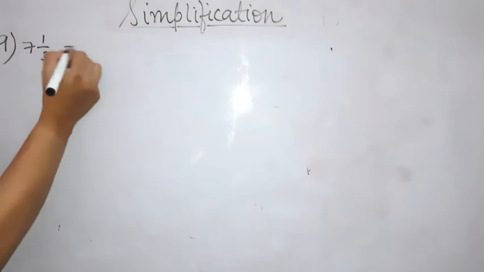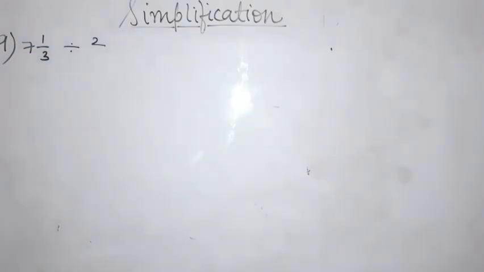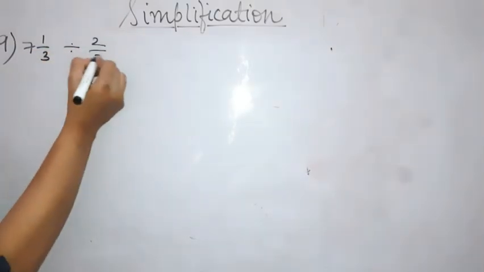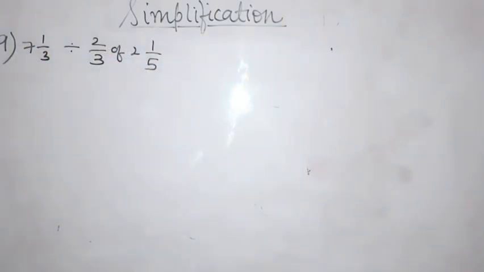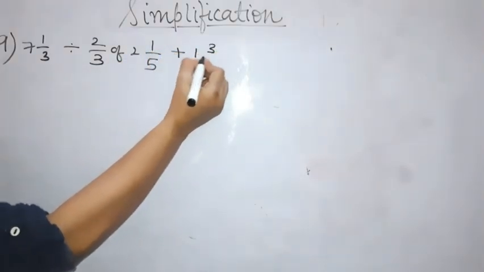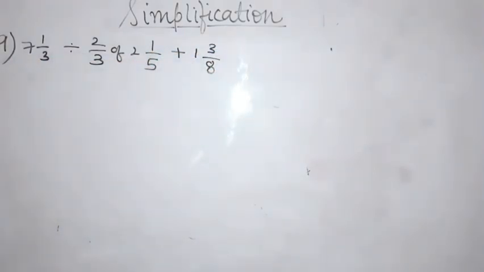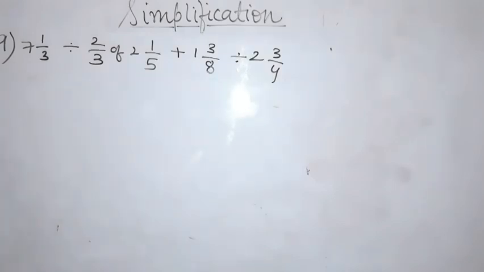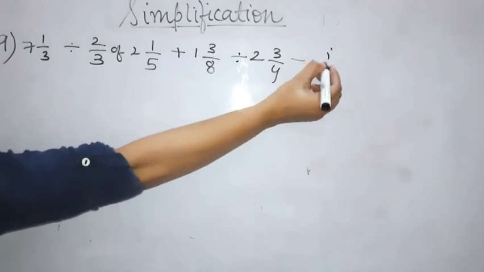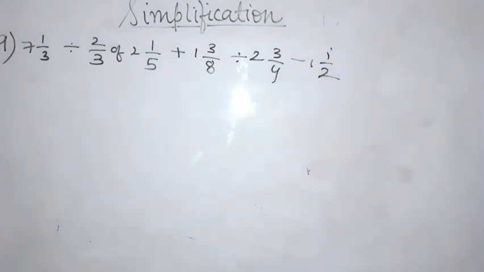7 whole 1 upon 3 divided by 2 by 3 of 2 whole 1 upon 5 plus 1 3 upon 8 divided by 2 3 by 4 minus 1 1 by 2. So I have written the question for you.